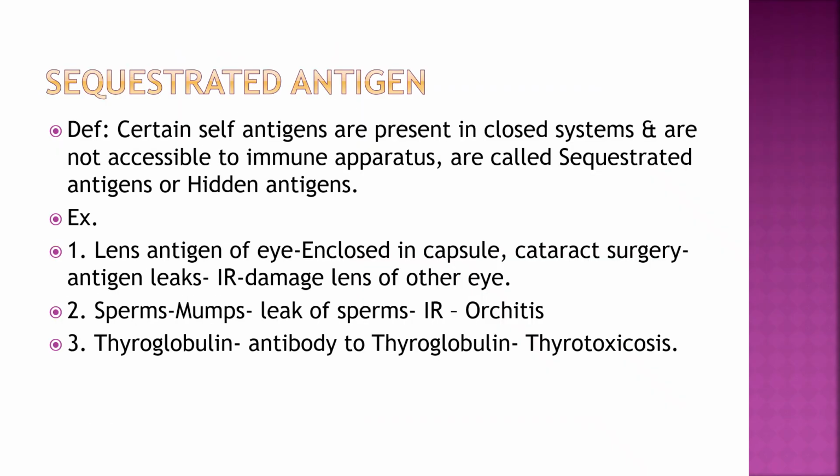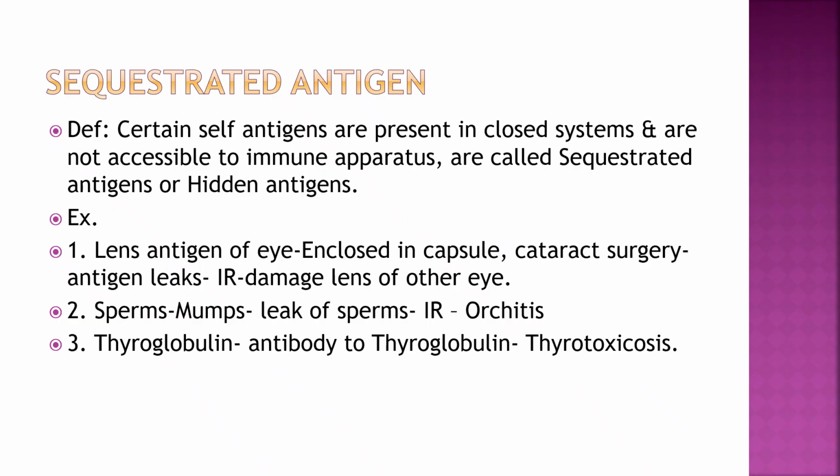Now we'll see in short about sequestrated antigen. What is the definition? Certain self antigens are present in a closed system and are not accessible to the immune apparatus, and are called sequestrated antigens or hidden antigens. That means they are present in the body but in hidden form. When they get exposed, they cause a reaction and then disease. So they are called sequestrated antigens.